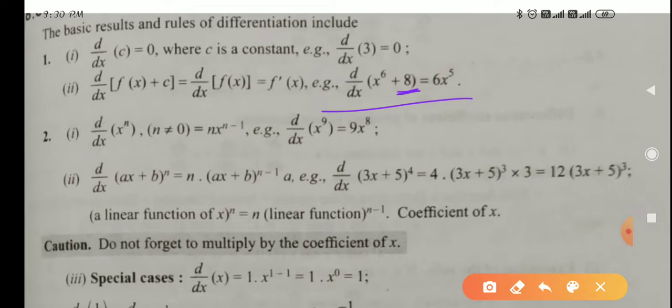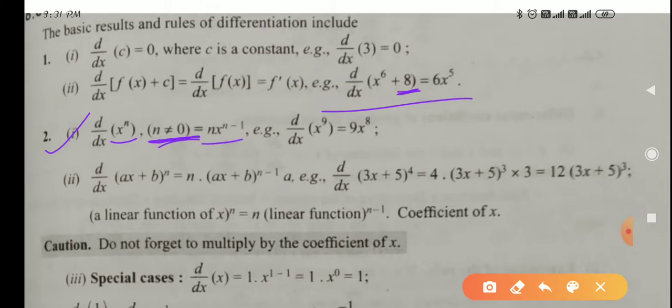Next rule is coming. Before this, you see the second rule: d upon dx of x to the power n, where n is not equal to 0. Keep in mind, in class 11th also I told you n is not equal to 0. The power should not be 0, because if the power is 0, it will become a constant. x to the power 0 means 1. The power 0 of any number except 0 is always 1.